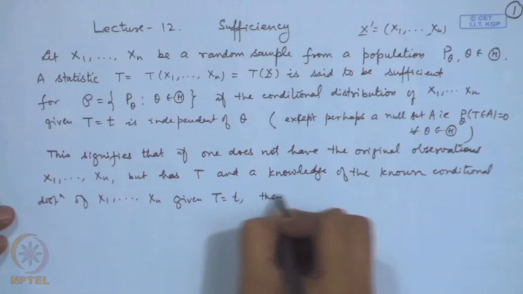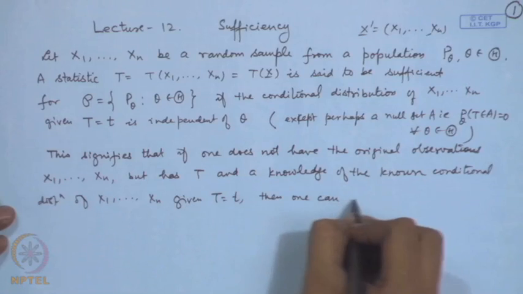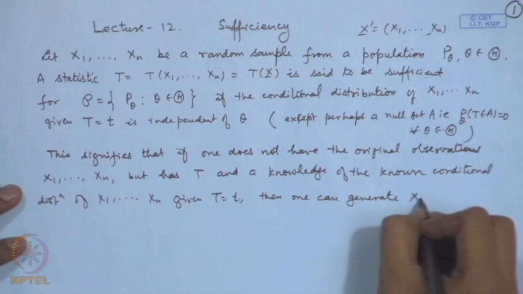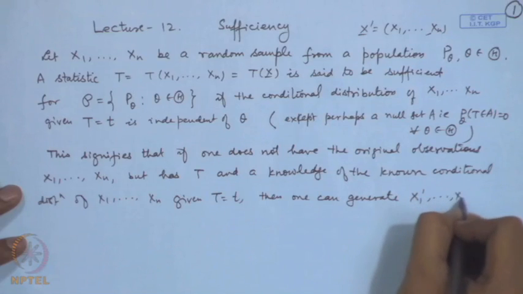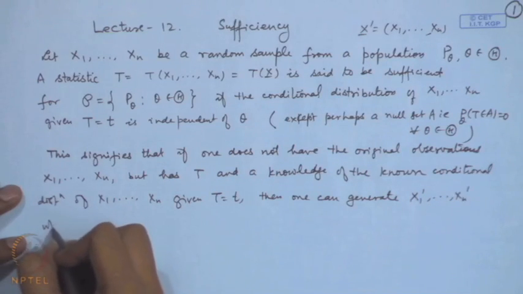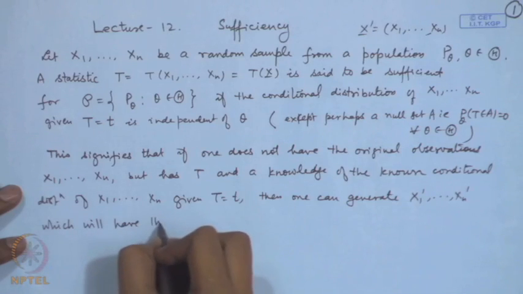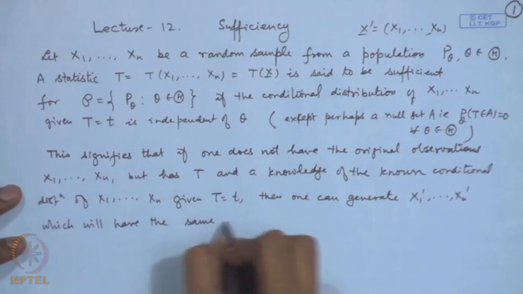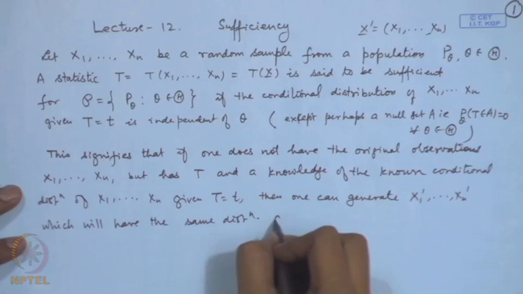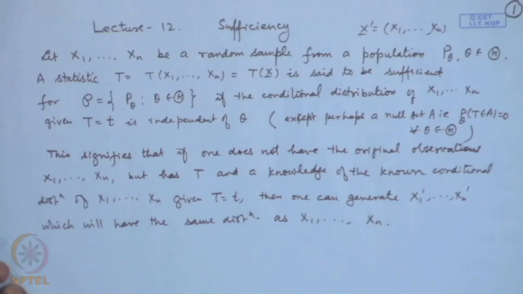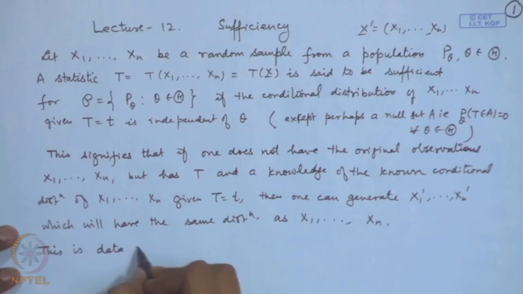then one can generate say x 1 prime, x 2 prime, x n prime, which will have the same distribution as x 1, x 2, x n. So, this is called data reduction.